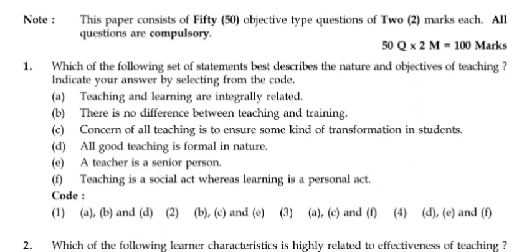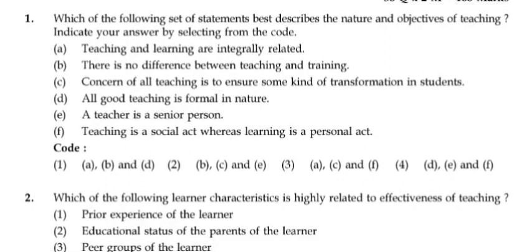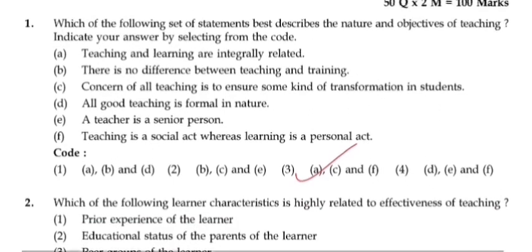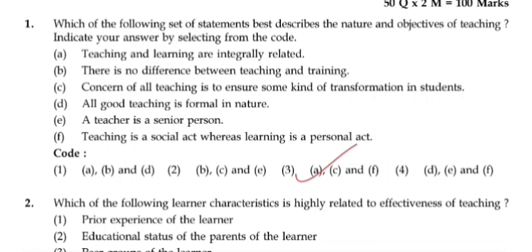I have finished reading the question and the options. Now we have to choose the correct MCQ option: A, B, D; B, C, and E; A, C, F; D, E, F. What will be the correct option? The correct option will be A, C, and F. Let me read it for you. A, teaching and learning are integrally related. C, concern of all teaching is to ensure some kind of transformation in students. F, teaching is a social act, whereas learning is a personal act.